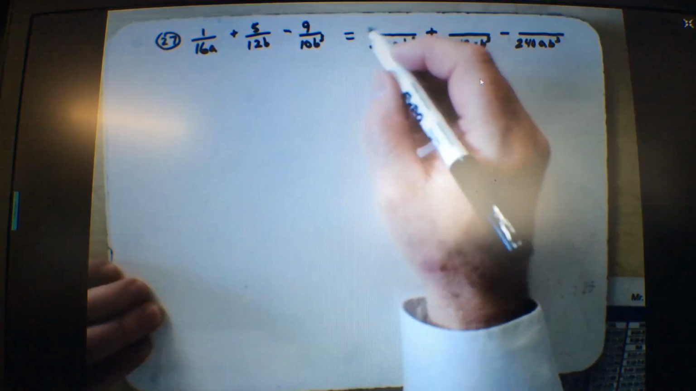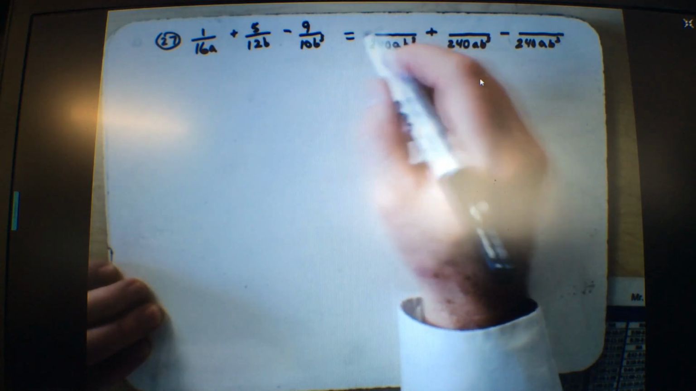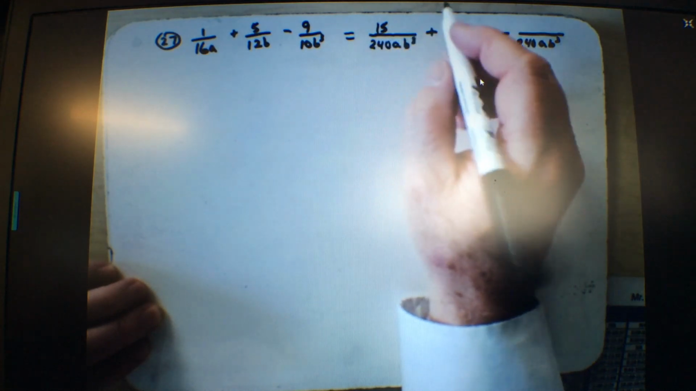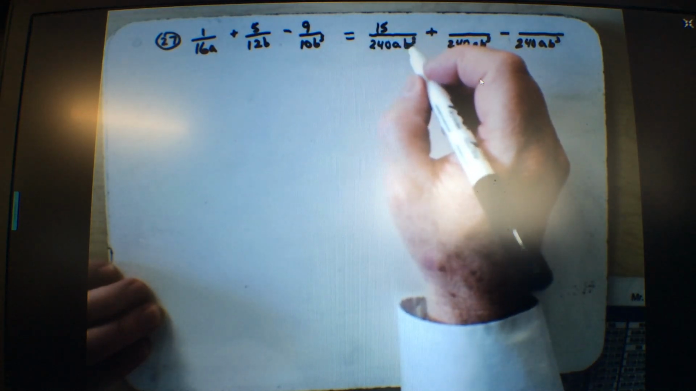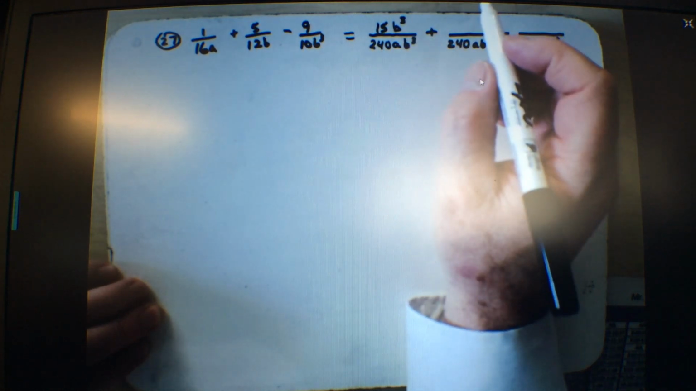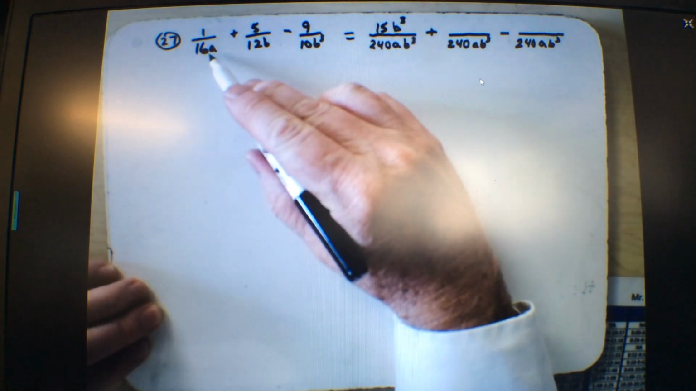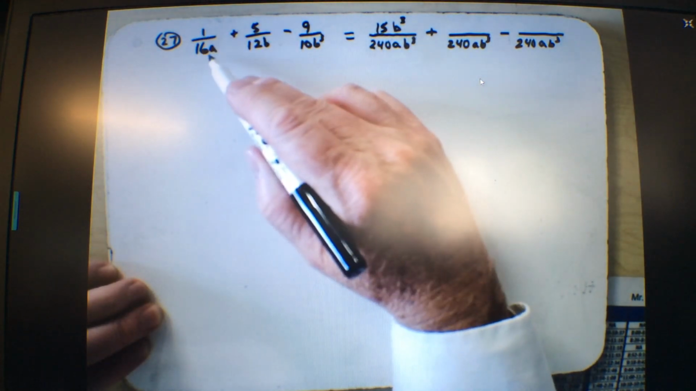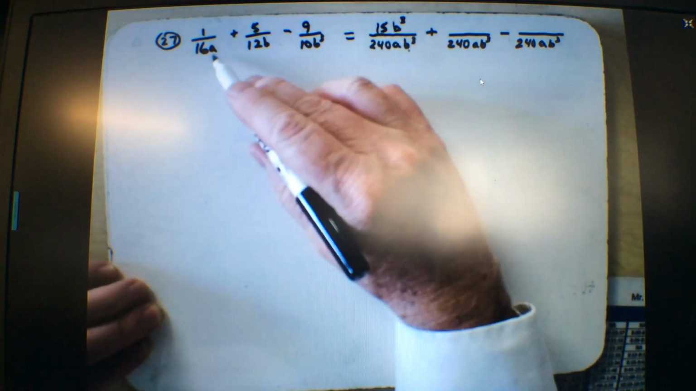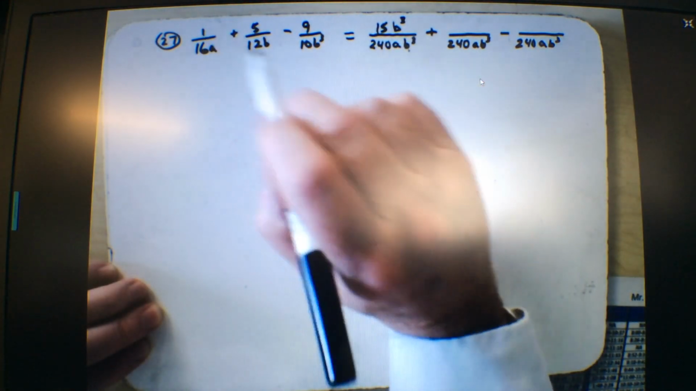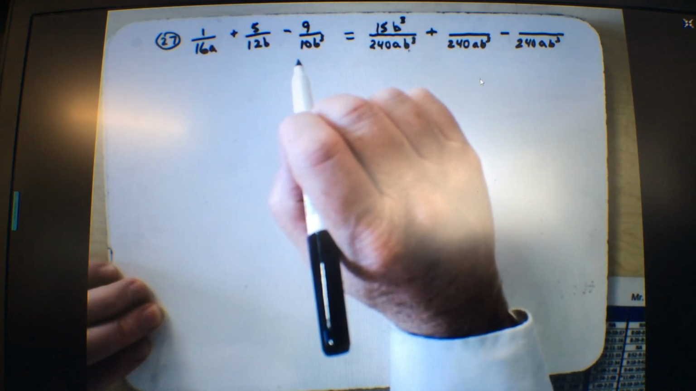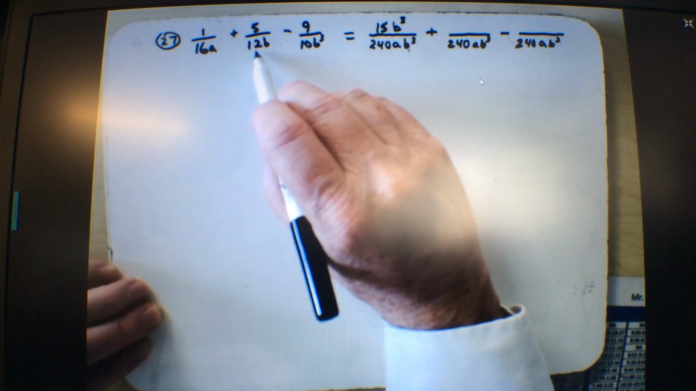16 we said times 15, correct? Yep. So it'd be 15 over 240 a. What letters do we have on the top? B to the third. Because I took the 16a times 15 to get 240, and I don't have a b to the third, so I have to take the top times b to the third. Okay, now let's go to the next one.